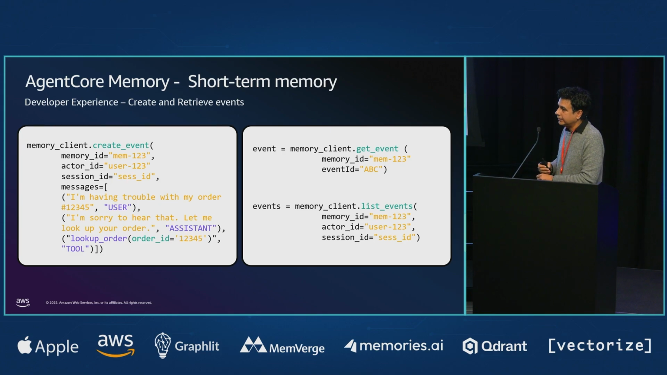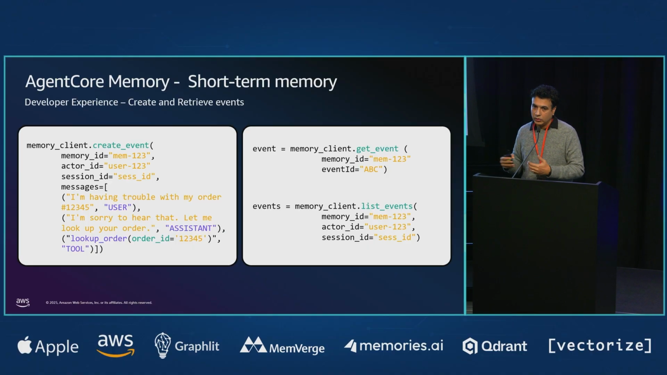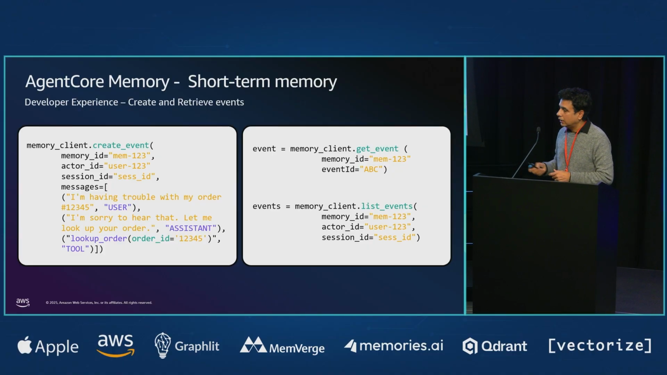These are the two very, very simple API calls to get the events. In the case of events in short-term memory, there is no memory retrieval, there is an event retrieval. So you can list the events or you can get the events. If you want a particular event, you can get it. Or if you want all of the events that are in the short-term memory, you can get them using list events.